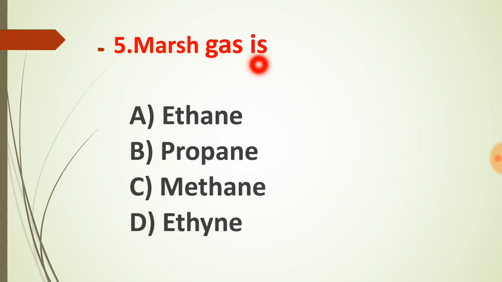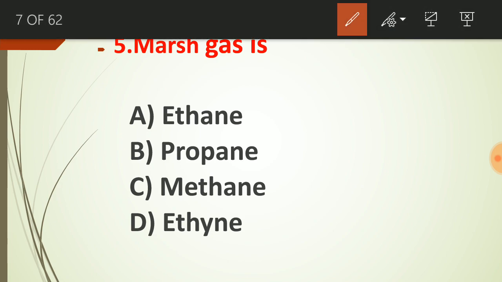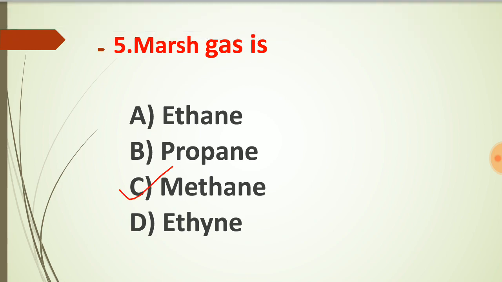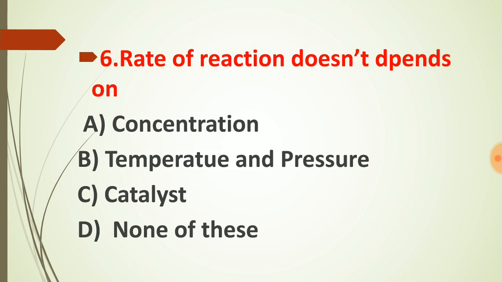Marsh gas. The answer for this question is methane. Methane is called marsh gas because methane is found in marshy surfaces. Marshy surfaces means wet, damp surfaces. Now let us move to question number 6.